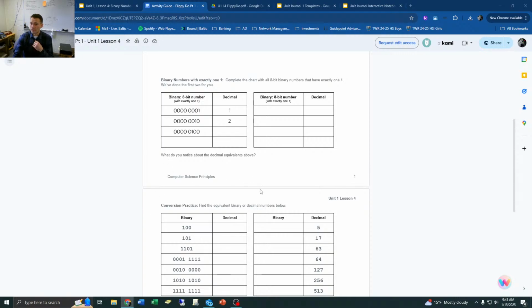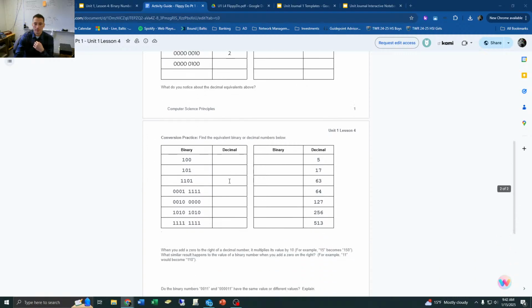What do you notice about the decimal equivalents above? They are all powers of 2. Values double each time, right? So as we work through that, we should see 1, 2, 4, 8, 16, 32, 64, and 128 in our decimals column, and then I will let you do the binary equivalent of what that looks like.